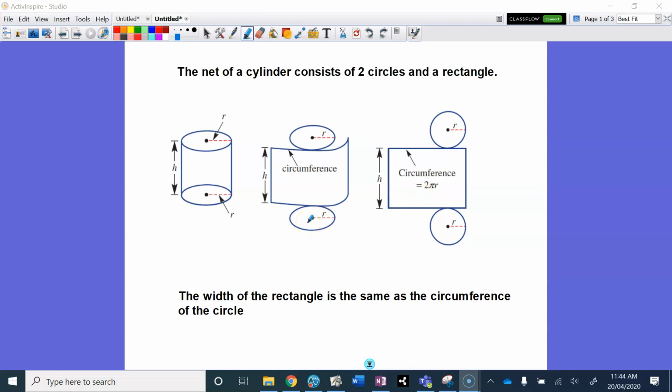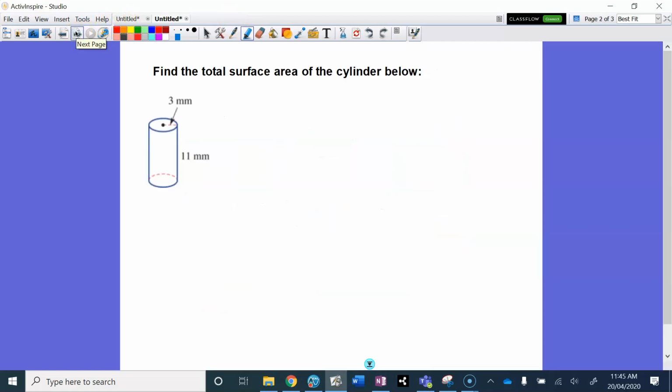The thing to understand about the cylinder when you open it out flat is that the top part of this rectangle has to fit around the circle. So the length of that part of the rectangle is the same as the circumference of the circle, and we know how to calculate the circumference of a circle. Keeping that idea in mind, we're going to work through the next example, which is calculating the total surface area of a cylinder.